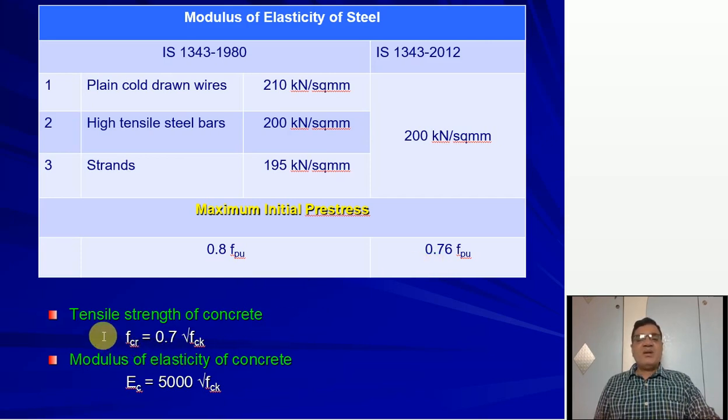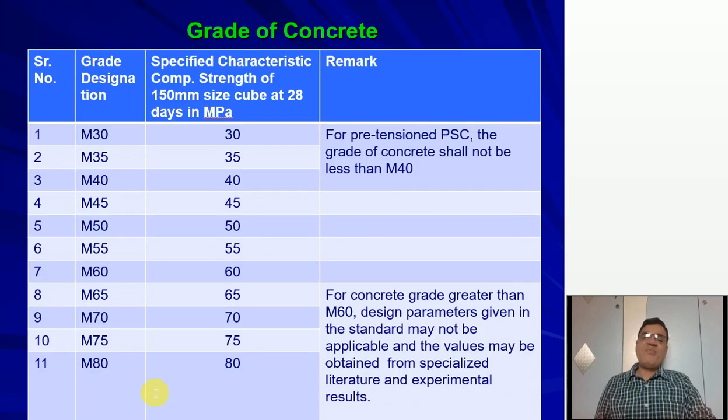Well, the tensile strength of concrete is the same as that of IS 456, and that is equal to 0.7 under root of fck. And the modulus of elasticity of concrete is also the same as that of IS 456, and it is 5000 under root of fck. Now, the next table is for grade of concrete.